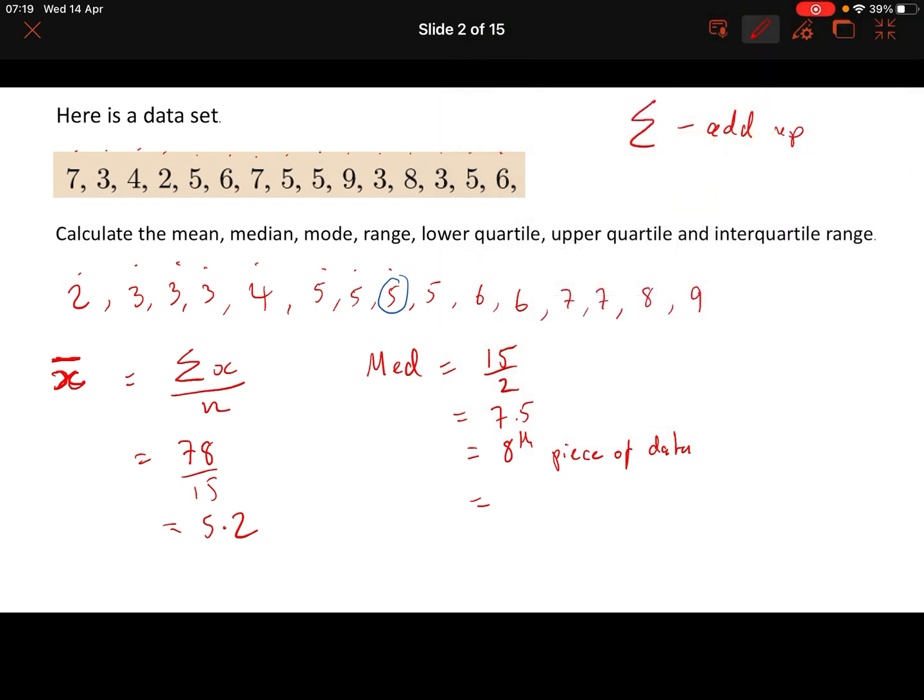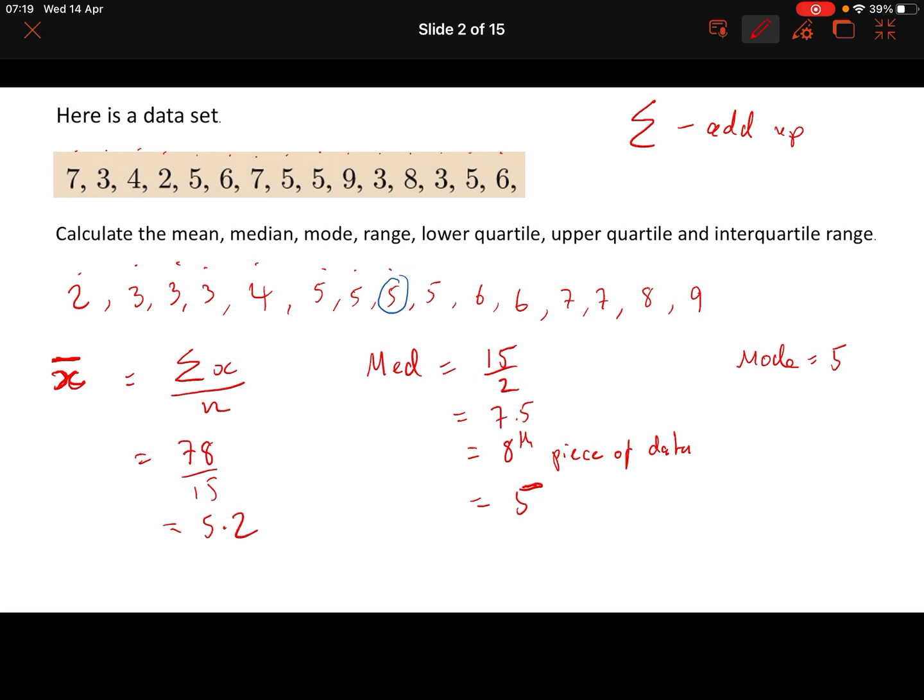So that's going to be 5. So the median is 5. The middle number is 5. Mode is very, very easy. That's just simply which number appears the most. Again, it's 5 because 5 appears 4 times, more than any other number.